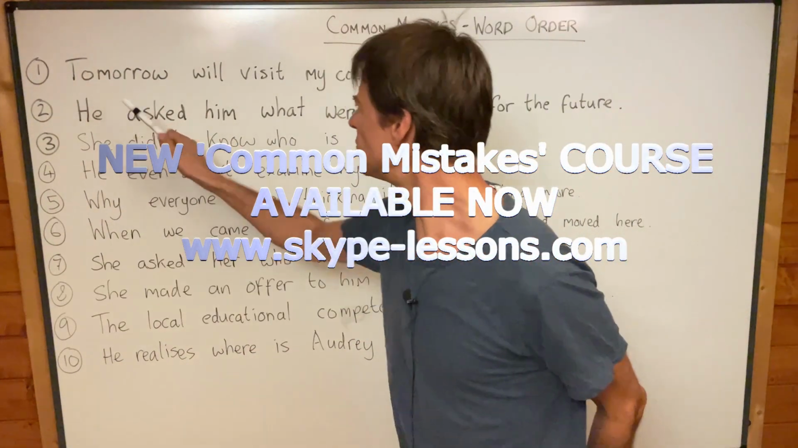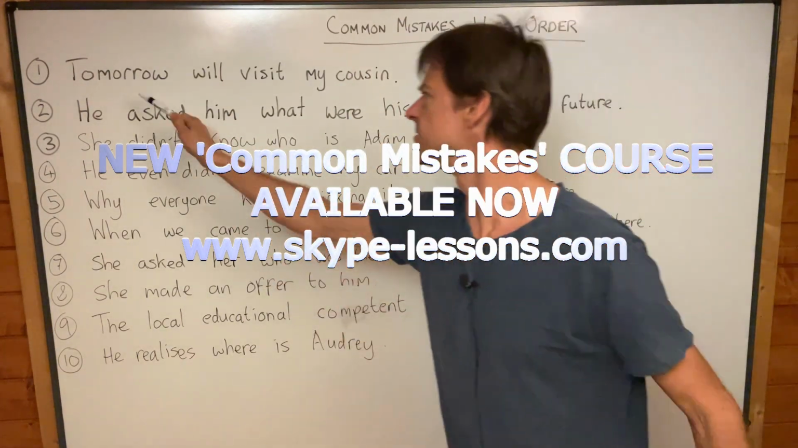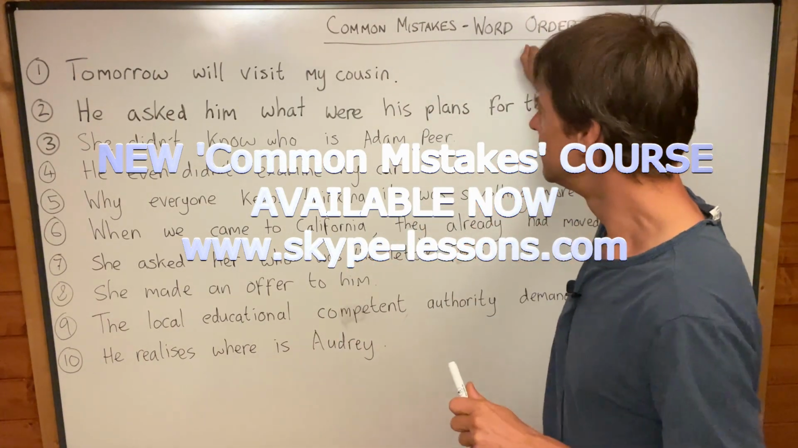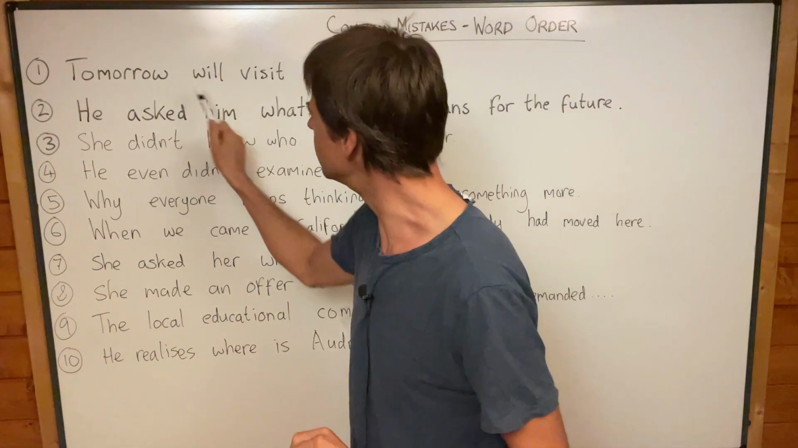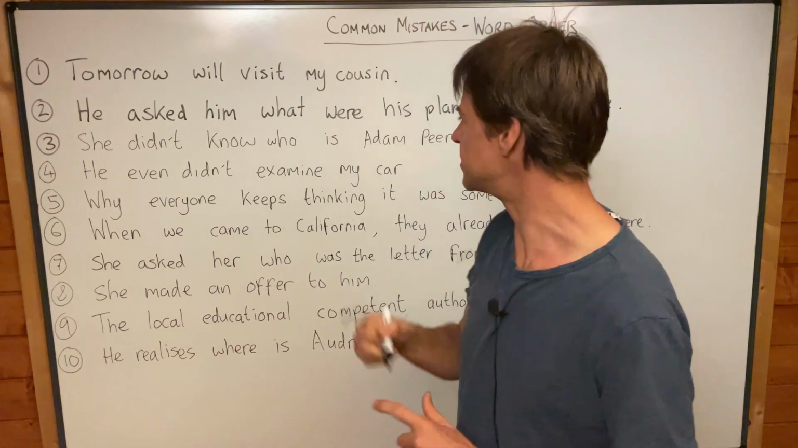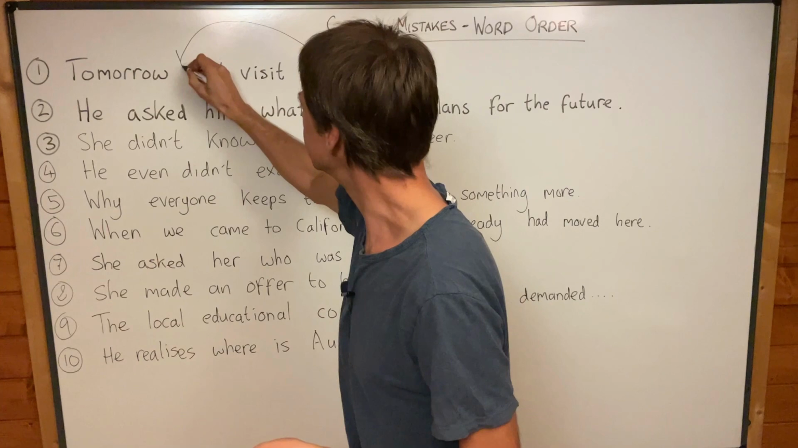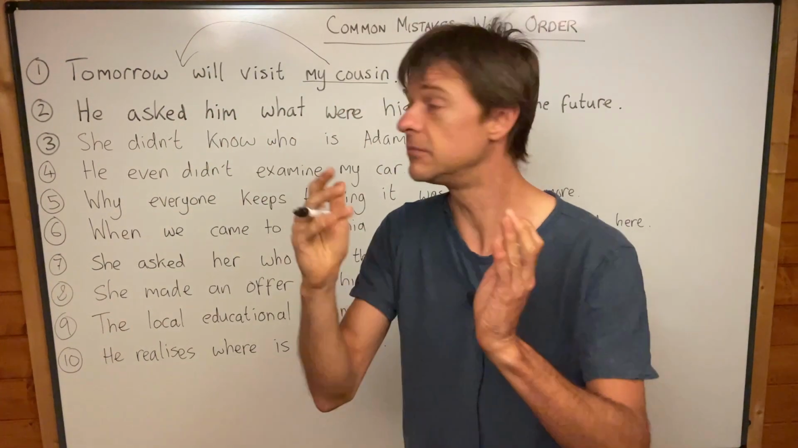So number one, tomorrow we'll visit my cousin. Really? Are you trying to say that tomorrow, the day tomorrow, will come and knock on the door and visit your cousin? No. Well, then don't put tomorrow before the verb when the verb has no subject. This is the subject, surely. My cousin will visit tomorrow. Or tomorrow, my cousin will visit.